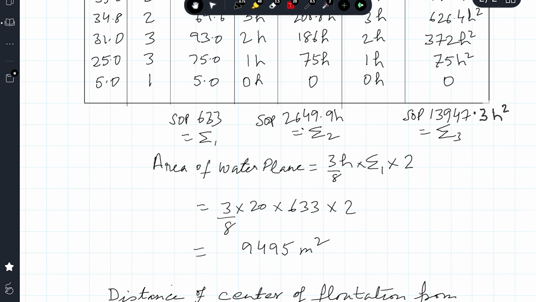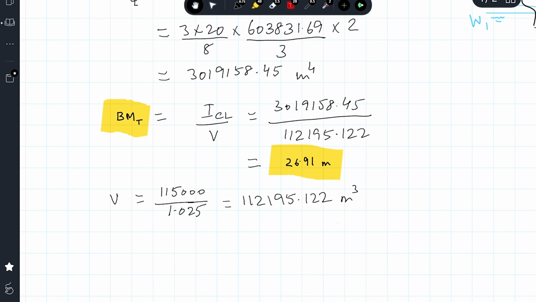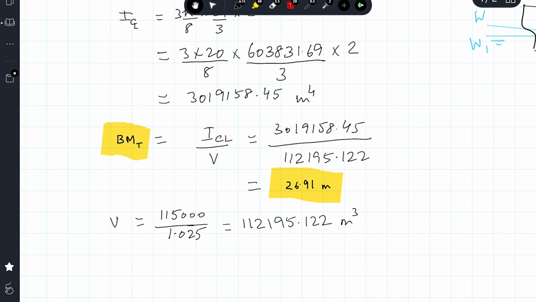And what was the transverse moment of inertia? It was 3019158. So the transverse moment of inertia is much smaller than the longitudinal moment of inertia. That's why the ships roll easily and to a large angle, because transverse moment of inertia is smaller. But the longitudinal moment of inertia is much bigger, so we don't pitch that much. Only few degrees of pitching takes place. That is the reason.